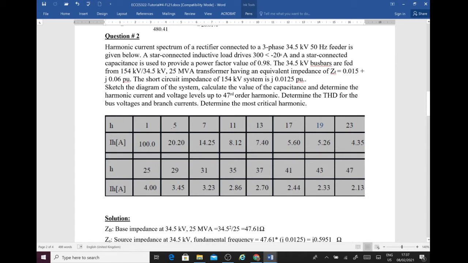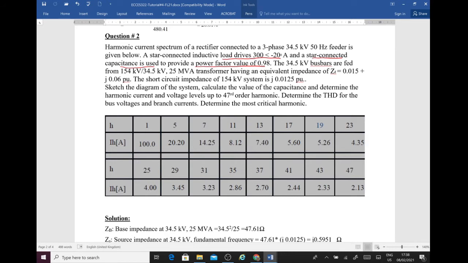A star connected inductive load. So this is the load that we have. We have an inductive load that takes 300 at minus 20 ampere, and then we also have a star connected capacitance, which is used to improve the power factor to 0.98, also connected. So again, we have a rectifier, an inductive load, and a capacitor bank.